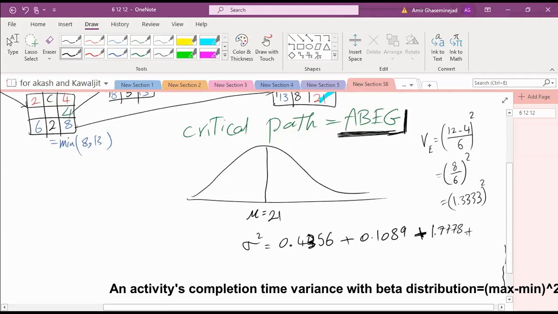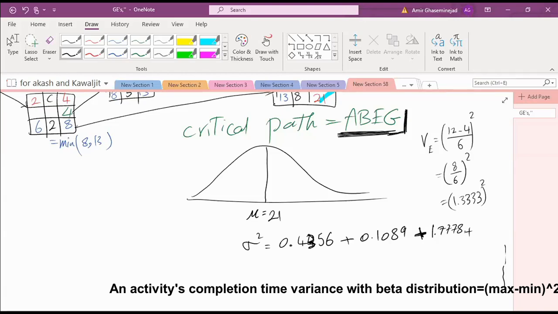And finally, variance for G? 1.7. Is it always the expected finish time minus 4? No, do you have the formula? It says B minus A squared. What is B? B is the most pessimistic. No, pessimistic minus optimistic. For each activity, it is pessimistic minus optimistic, divided by 6, to the power of 2.